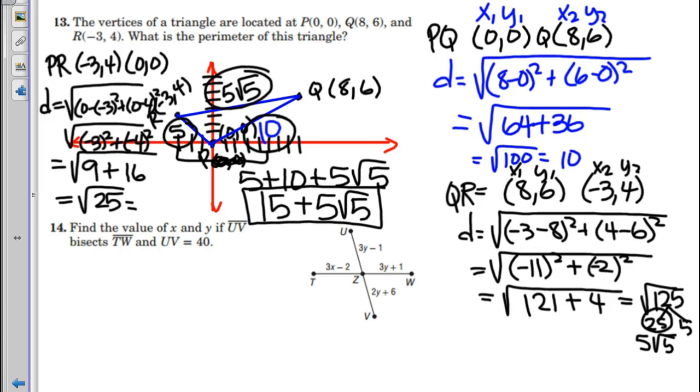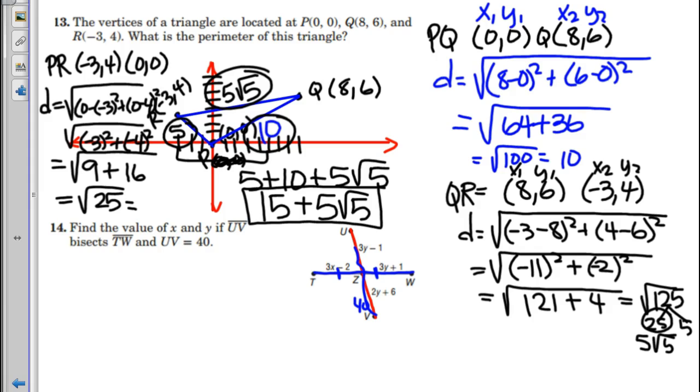Find the value of x and y if line segment UV bisects TW. All right, so let's go ahead and mark that. Line segment UV bisects TW. That means if it's a bisector, these two are equal. Bisecting means it cuts something right in half, so I know those two are equal to each other. And I also know that UV is 40. So the length here of UV is 40.